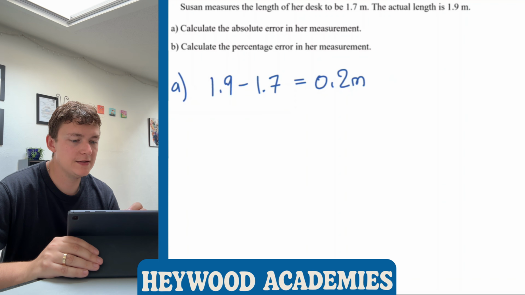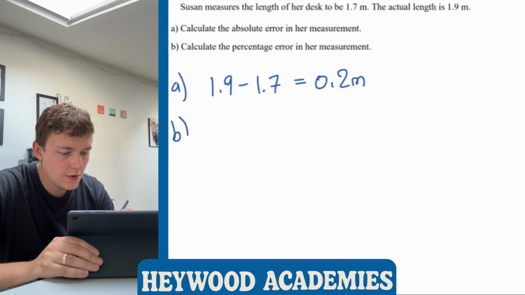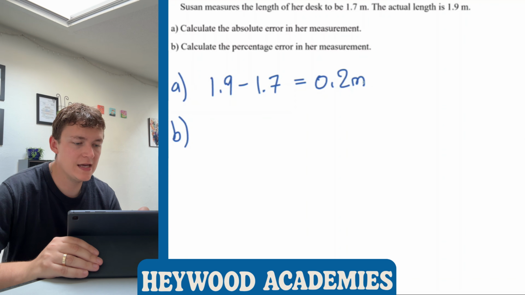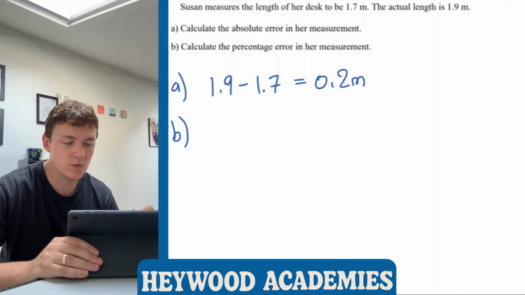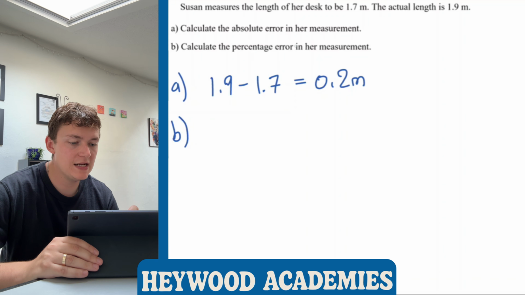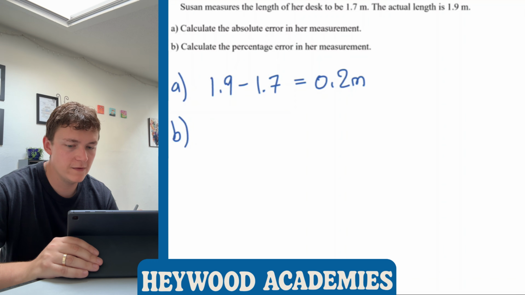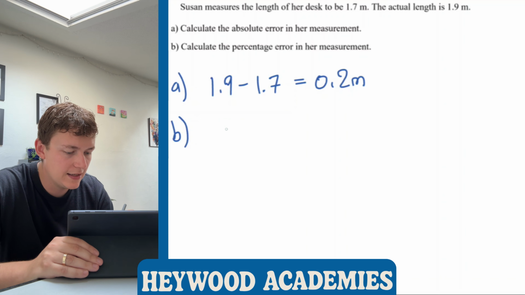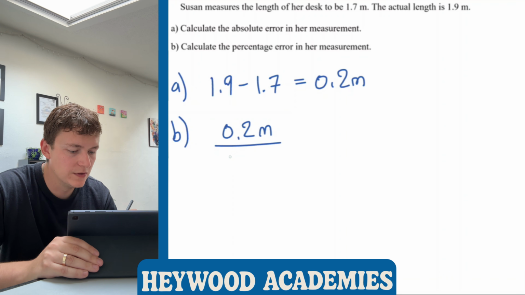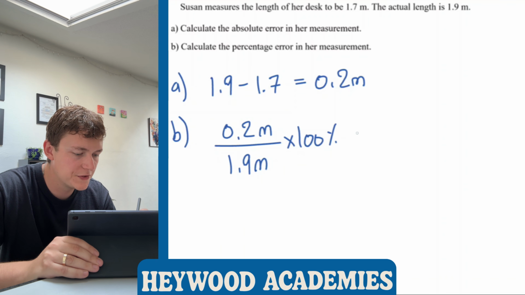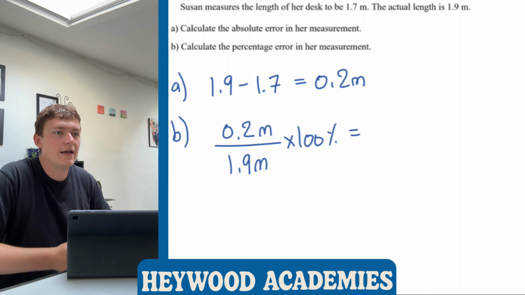Then we want to take this absolute error and calculate the percent error. So the absolute error includes our units. That tells us that our measurement was 0.2 meters off of what the actual length is, but the percent error gives us a relative amount. So to convert this over to a percent, we just take that absolute error, 0.2 meters, divide it by the actual length, 1.9 meters, and then multiply that by 100%. Now we can plug that in the calculator to see what we get.